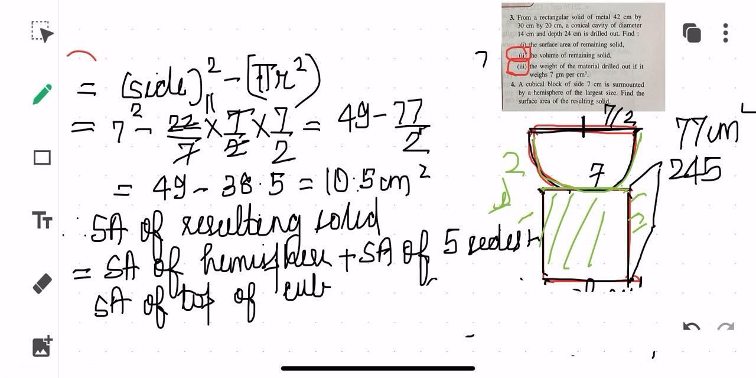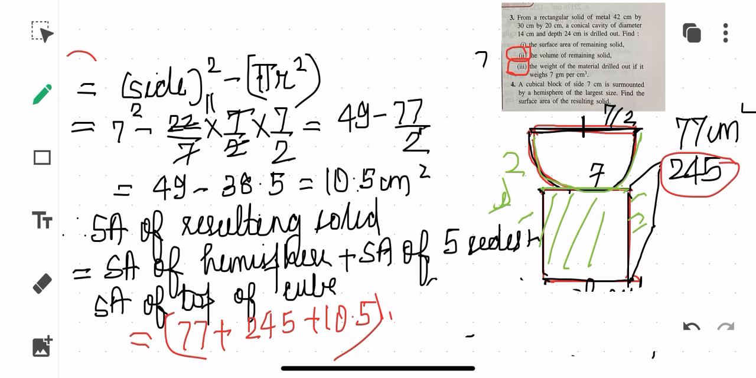So for hemisphere, how much have you calculated, children? For hemisphere you have calculated 77, plus for 5 sides you had calculated 245, and then for the top we have calculated not 243, children, it's 245. For top it is 10.5, and then this all combined gives centimeter square.